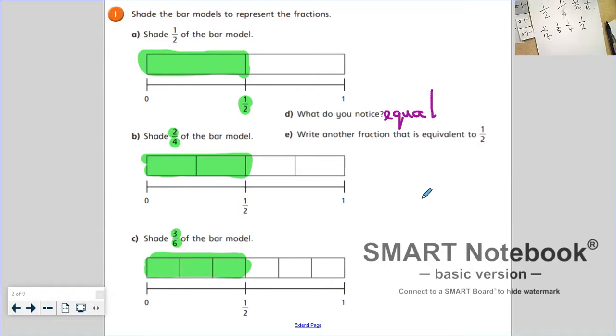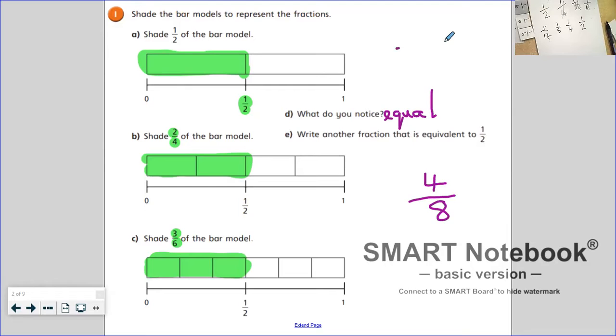Well, do you remember the rule we spoke about yesterday? That as long as your numerator is half of your denominator, then the fraction is equal to a half. So I could put 8 on the bottom here. I'd have to half that for my numerator, and that 4/8 is equal to a half.